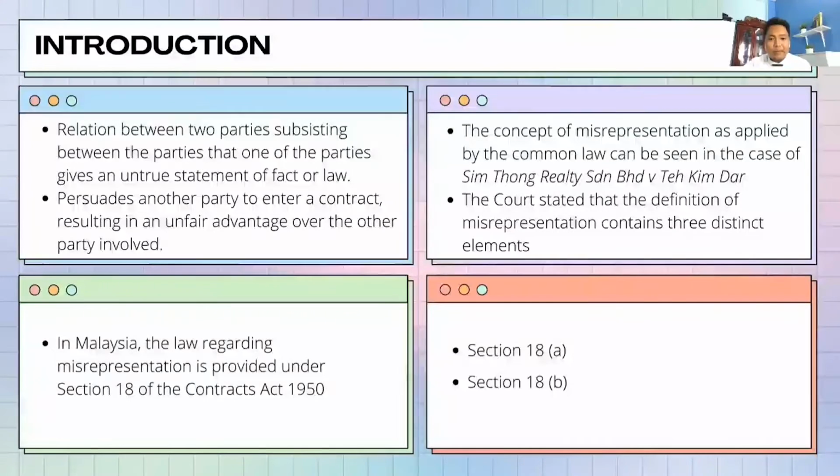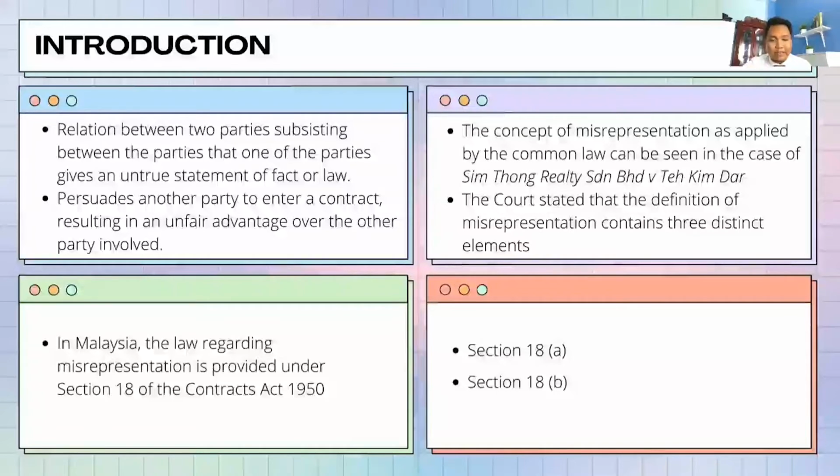Next, the concept of misrepresentation as applied by the common law can be seen in the case of Sdn Realty Sdn Bhd versus Teh Kim Dar dated 2003, where the court stated that the definition of misrepresentation contains three distinct elements. The first one, the representation must be unambiguous. Secondly, the representation must be directed to the party that has been deceived. And lastly, the representation induced the contract materially.